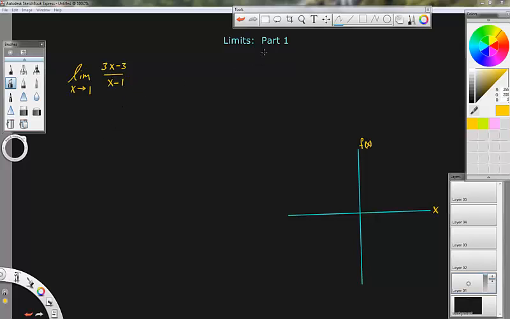Why, hello there. We're doing limits, and this is part one of many in the limit series. It will just be a handful of examples where they will all be sort of different.